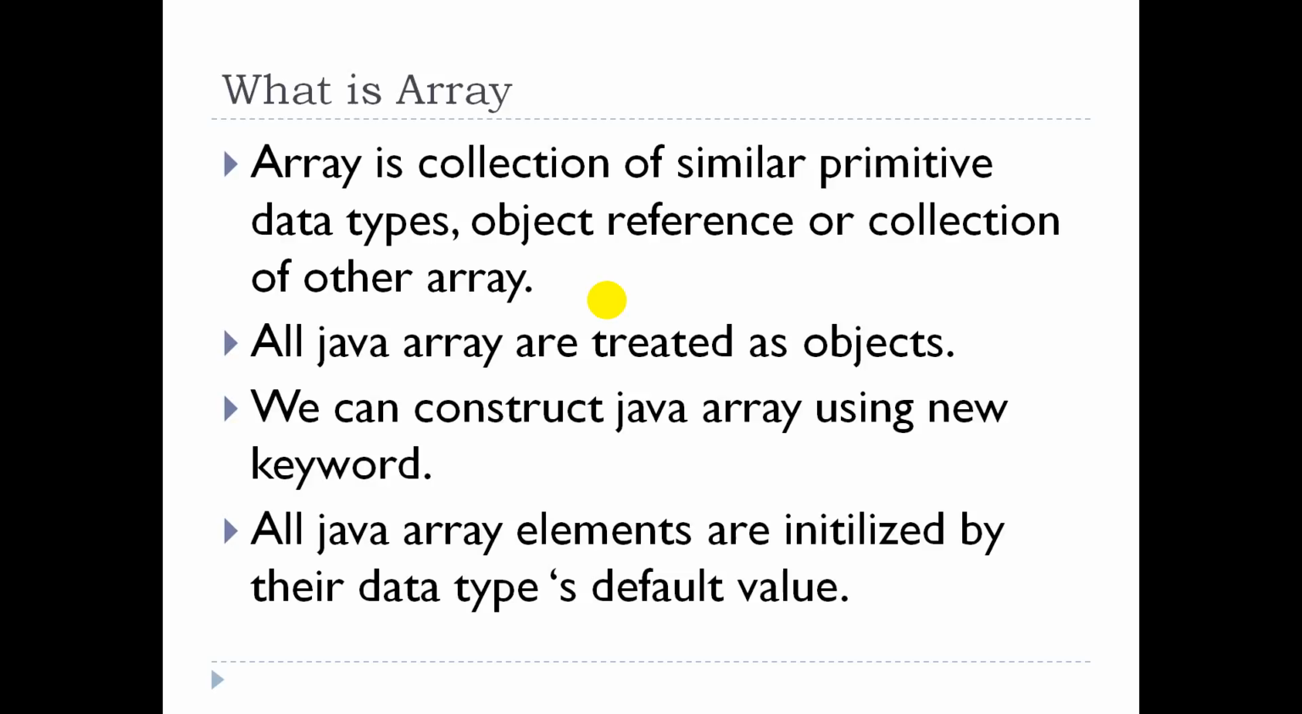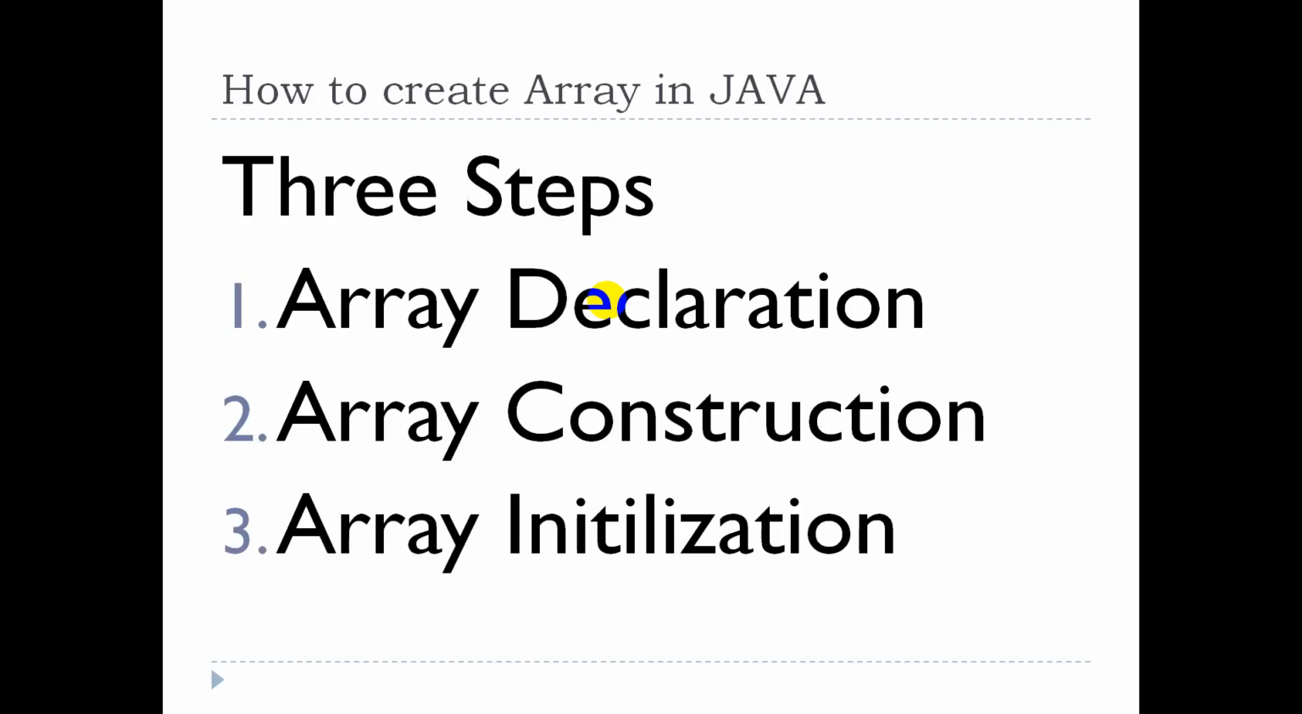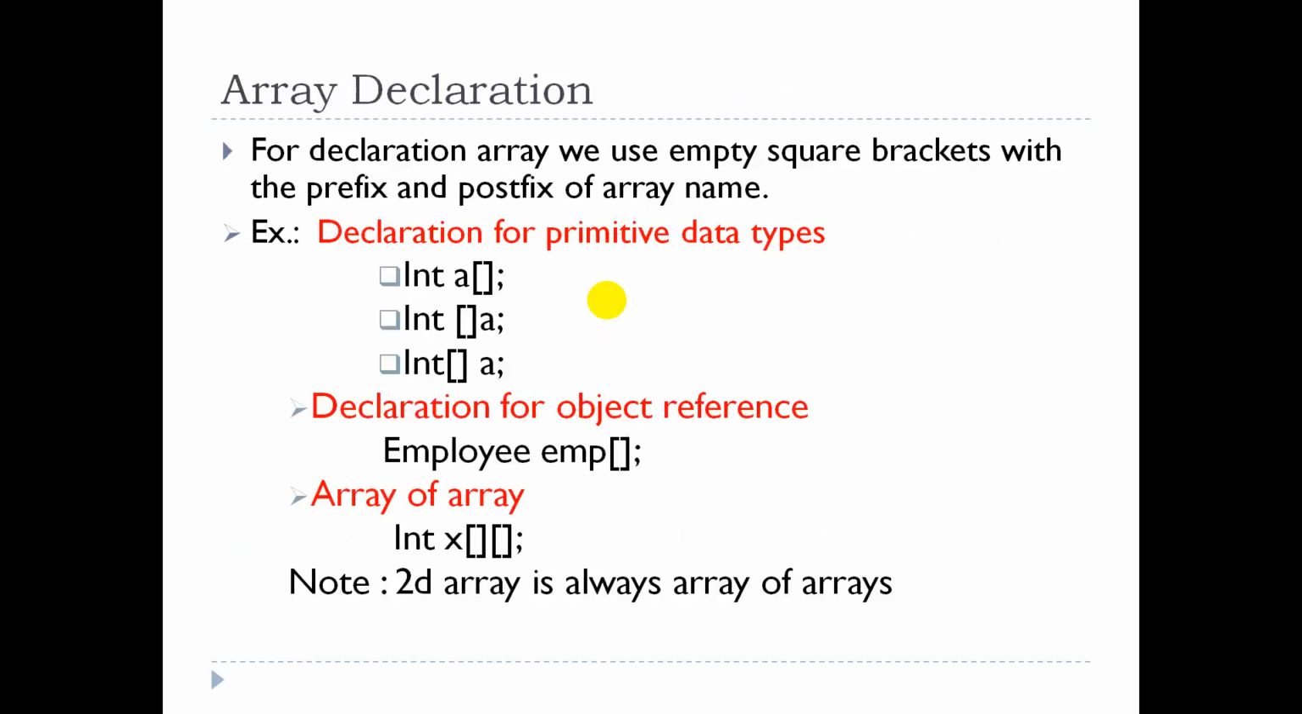All Java array elements are initialized by their data type's default value. For example, you have created an integer array, and if you didn't pass the integer values, or you didn't initialize the Java array, in that condition the Java array elements are initialized by their default value, or zero value. So there are three steps to create a Java array. First, array declaration. Second is array construction. And third is array initialization.